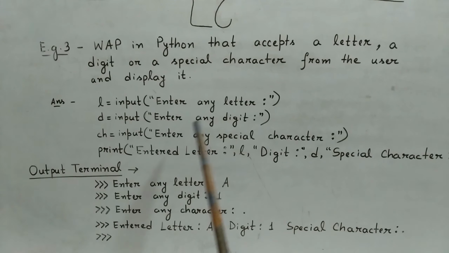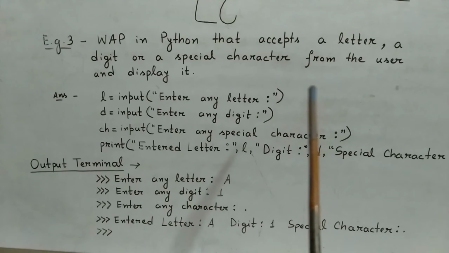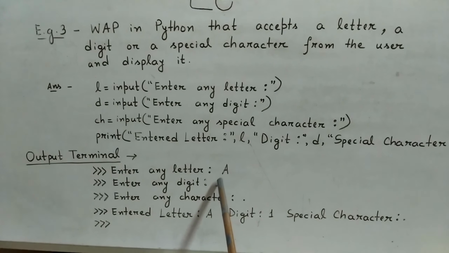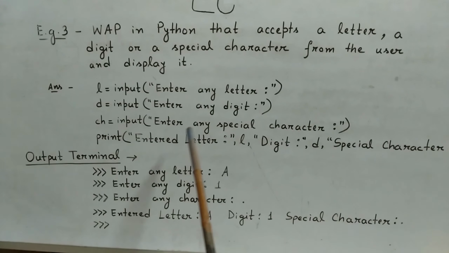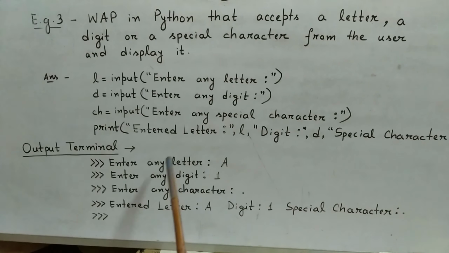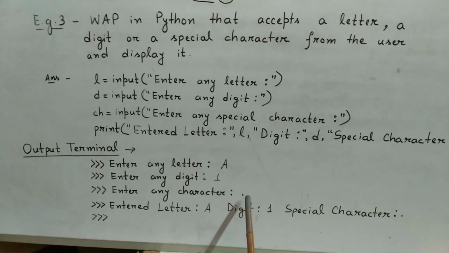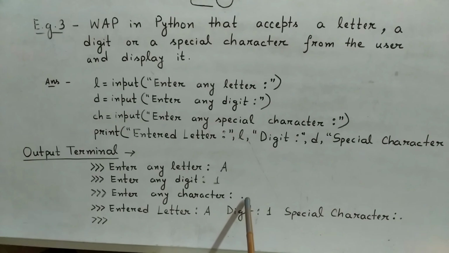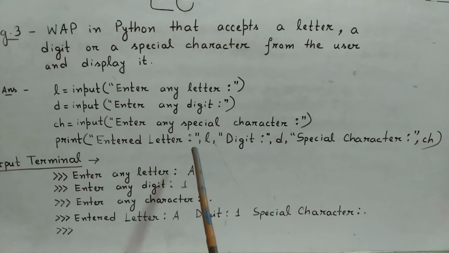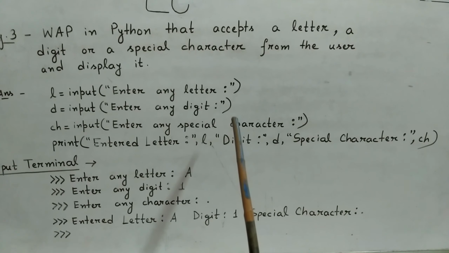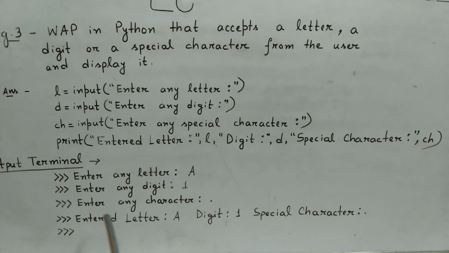D equals to input, enter any digit. The user would enter a digit of his or her choice like this and the digit would be pointed by the variable D. CH equals to input, enter any special character. As for the prompt message, the user would input a special character of his or her choice and it would be pointed by the variable CH. Now the print statement would display the letter, the digit and the special character entered by the user like this.